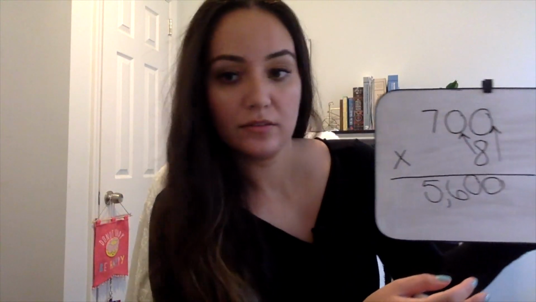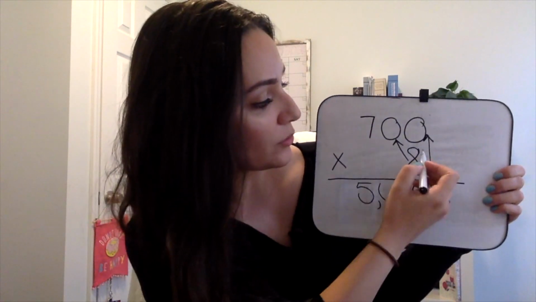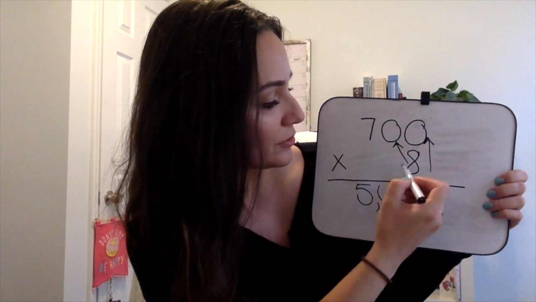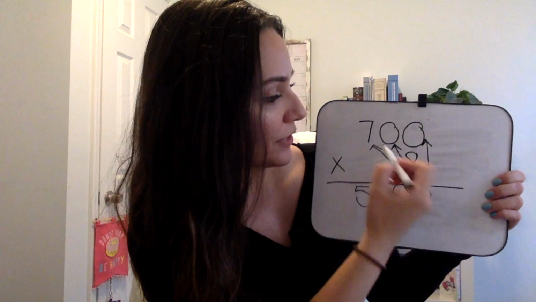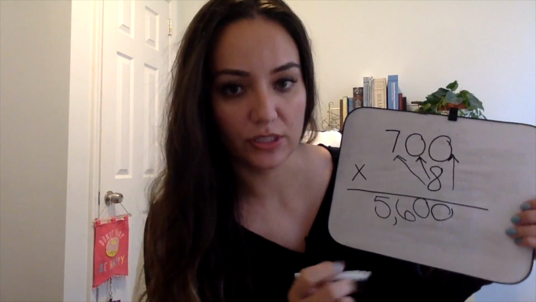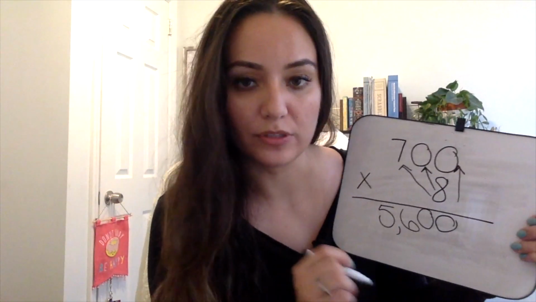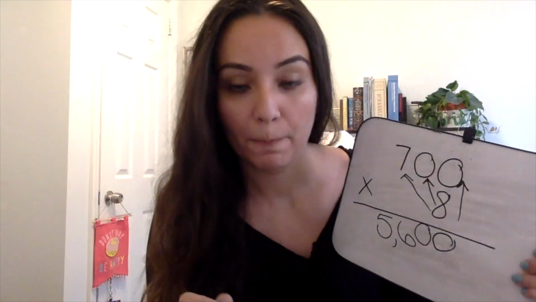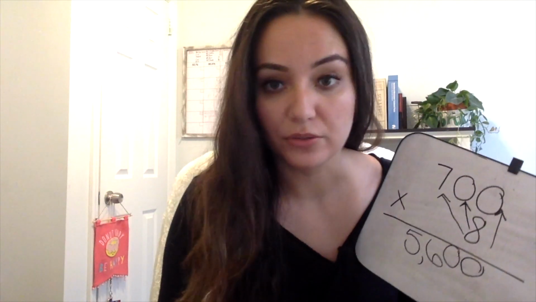So basically, I start in the ones place, okay? I always start in the ones place. I multiply the ones, then I multiply the tens, then I multiply the hundreds. Ones, tens, hundreds. Ones, tens, hundreds. Remember we used to say that to ourselves? Ones, tens, hundreds, okay? That's all you have to do for today.